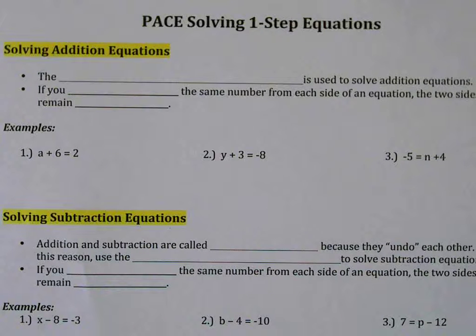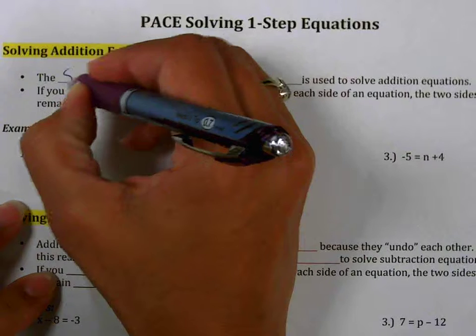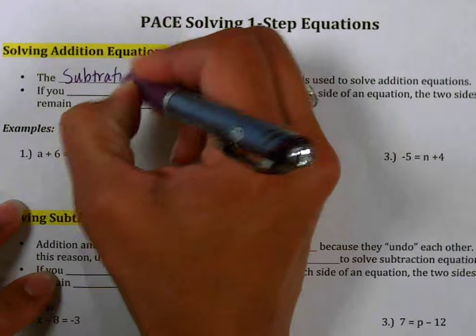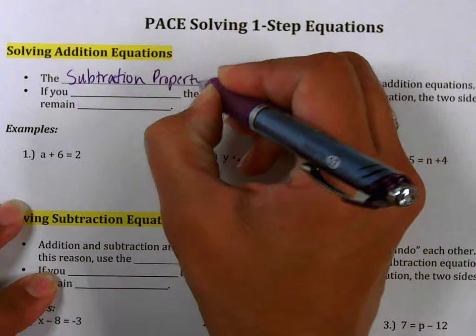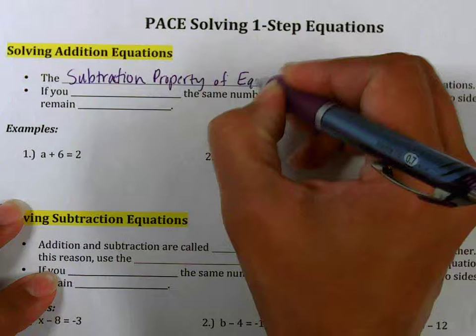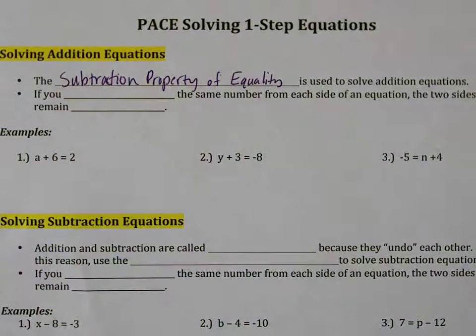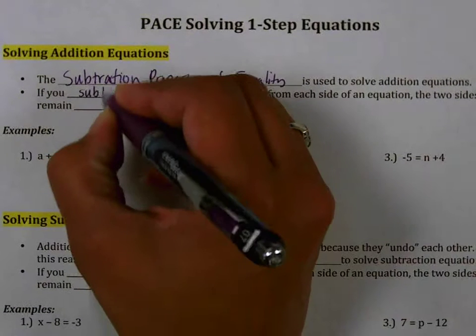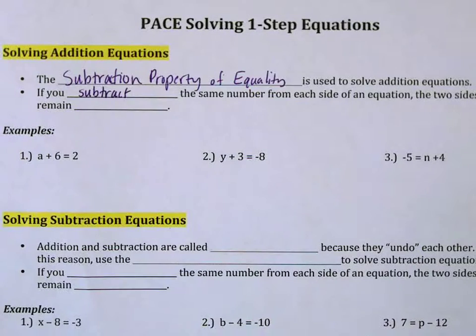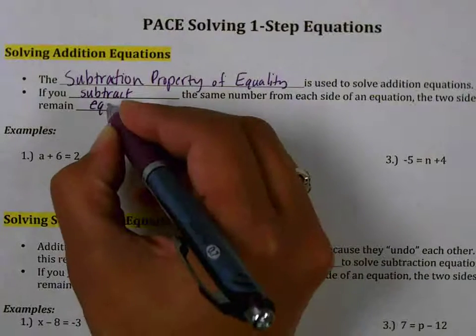Today we are talking about solving one-step equations. So the subtraction property of equality is used to solve addition equations. If you subtract the same number from each side of an equation, the two sides remain equal.